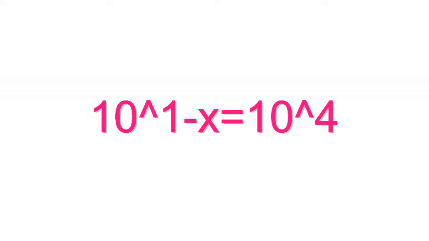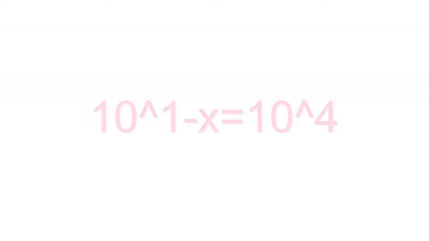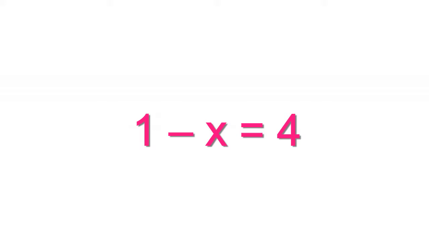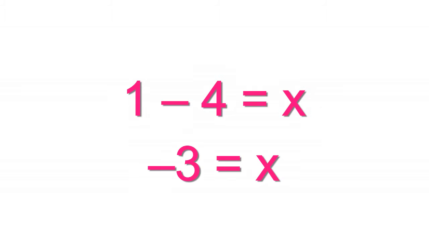Since the bases are the same, one can equate the powers and solve 1 minus x is equal to 4. Transpose x to the right side of the equation and 4 to the left side of the equation. So you'll have 1 minus 4 is equal to x. So the value of x will become negative 3 is equal to x.